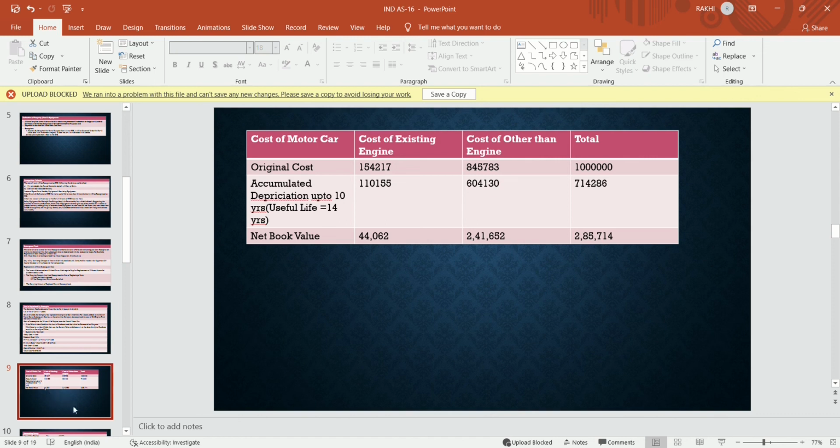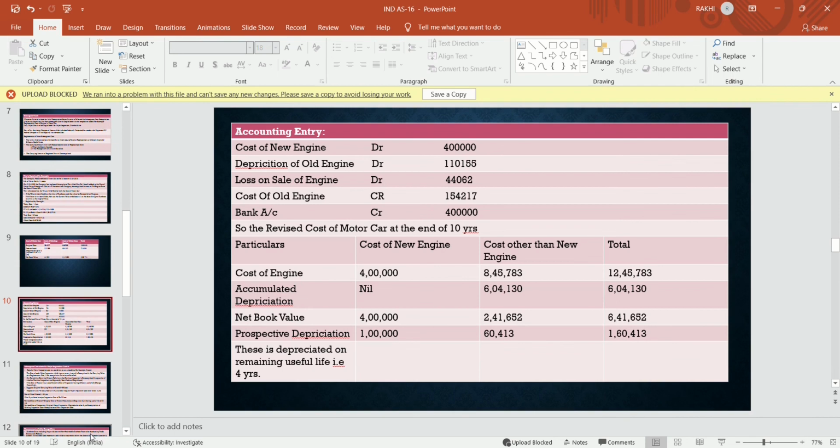Now we will find the revised cost. We will find the old cost of the engine and then the revised cost of the motor car at the end of 10 years. That is the cost of the new engine. The cost of the new engine is 4 lakhs and the cost other than the engine will be 8,45,783, which is the cost other than the old engine.